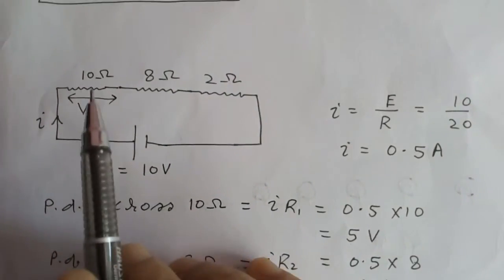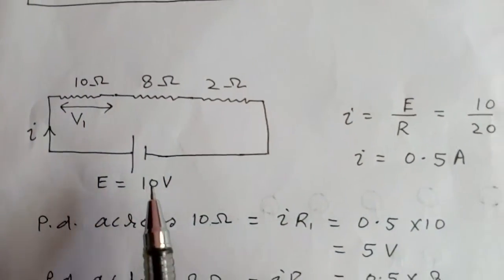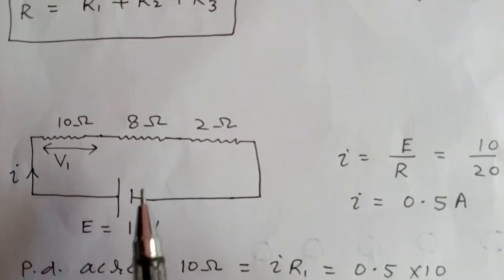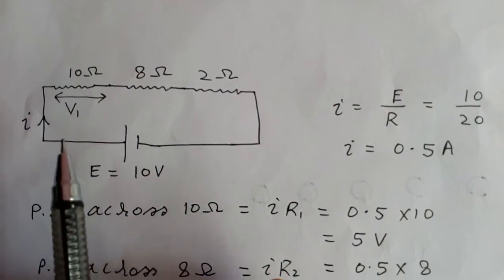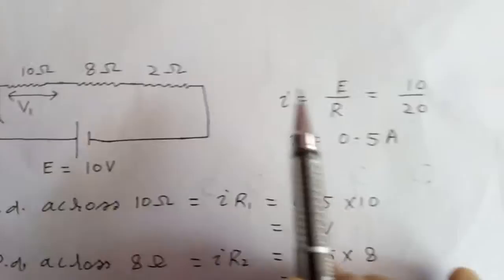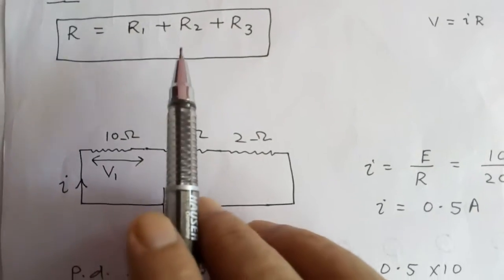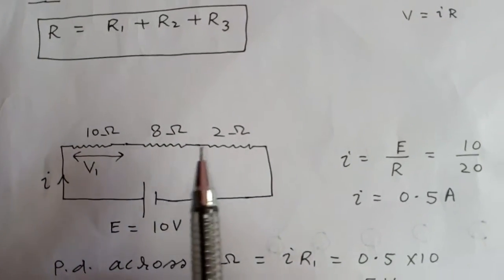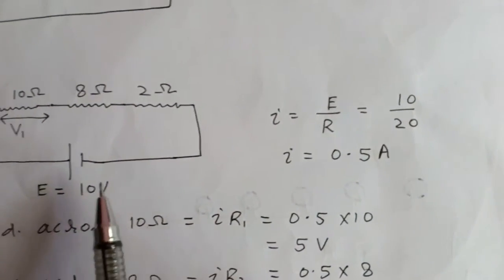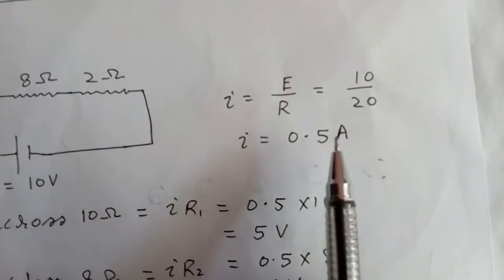Now here three resistances 10 ohm, 8 ohm and 2 ohm are connected in series, and then a 10 volt battery is connected to this combination. Now what is current flowing through each resistance? So I is equal to E upon R. Now here total resistance is R is equal to R1 plus R2 plus R3, so this is equal to 10 ohm plus 8 ohm plus 2 ohm, which is equal to 20 ohm. So current I is equal to 10 volt divided by 20 ohm, which is equal to 0.5 ampere.